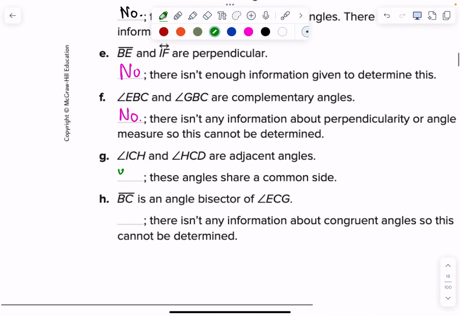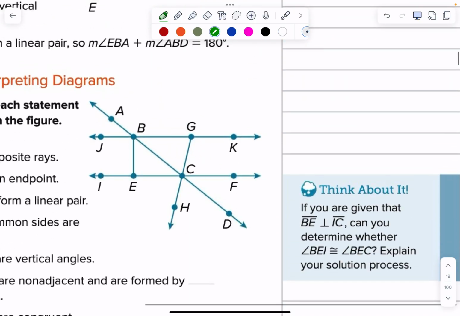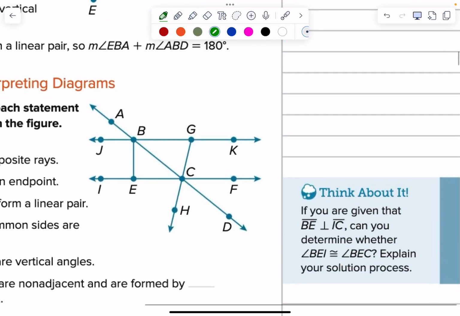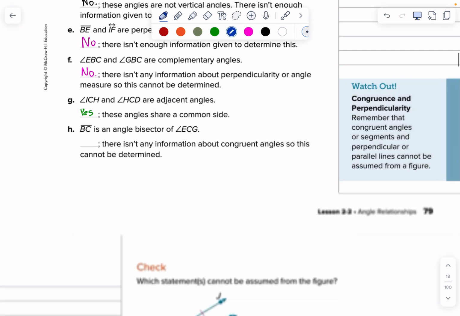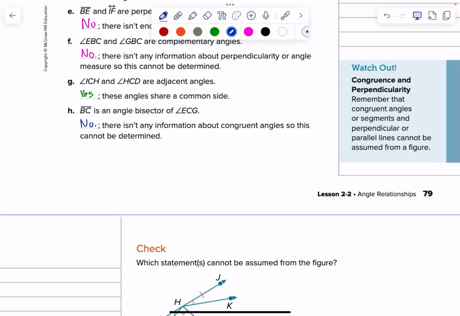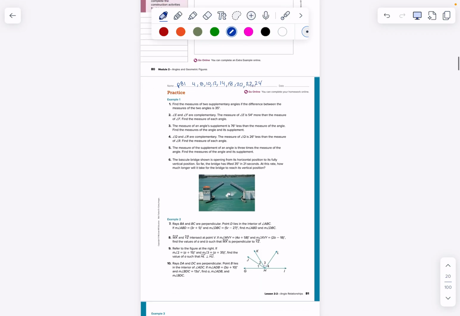And BC is the angle bisector of ECG. Where's the ECG? ECG. Right here. This green angle, they're saying this guy's a bisector. What does that mean again? He splits them, like he's the midpoint. He splits them exactly into two equal pieces. So basically they're saying, do I know that that guy and that guy are the same? No, not necessarily, right? One could be slightly bigger than the other. So no, we do not know that for sure. Good? Do we understand what we can assume and what we cannot assume to be true?